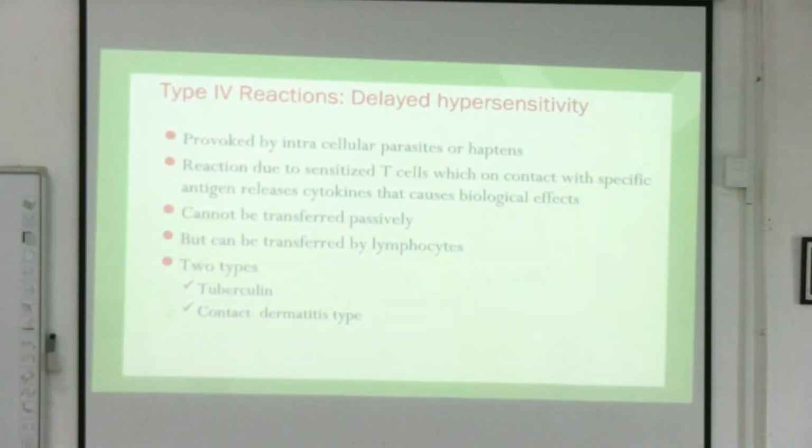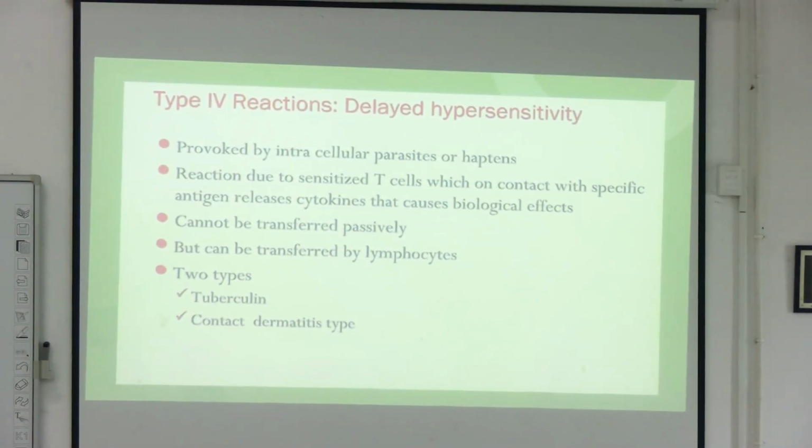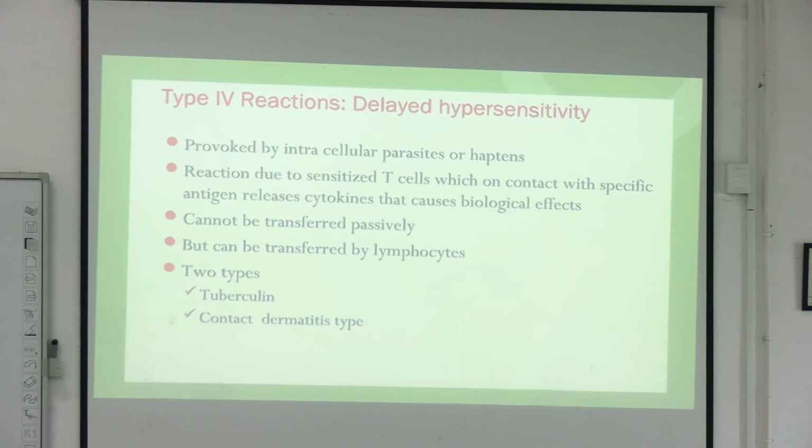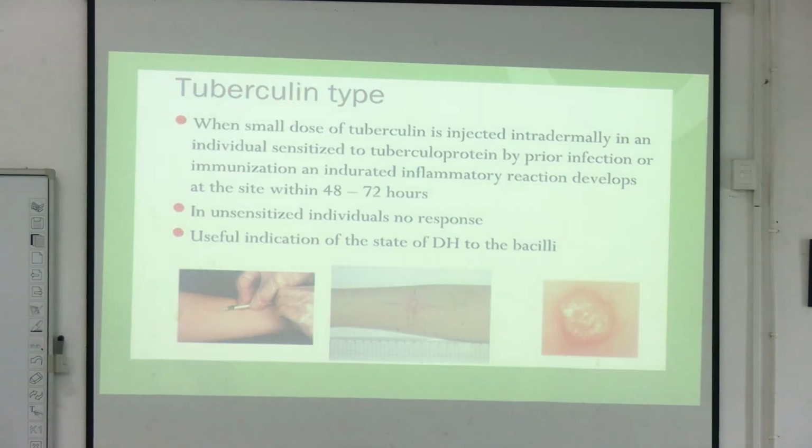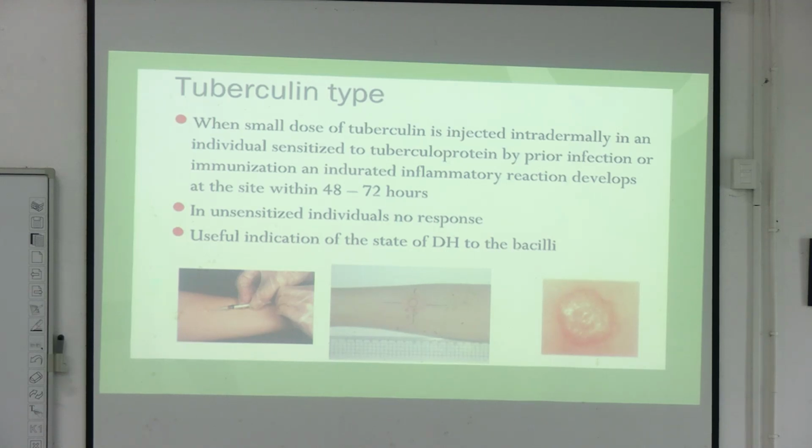The main action is mediated by cytotoxic T cell, with action supported by helper T cell. Basic concept, don't forget to write it down. Tuberculin type: we give intradermal injection, and see after 48 to 72 hours. Unsensitized individuals show no response, but sensitized individuals have a prior memory of past infection, previous exposure, or family history, close contact with TB.